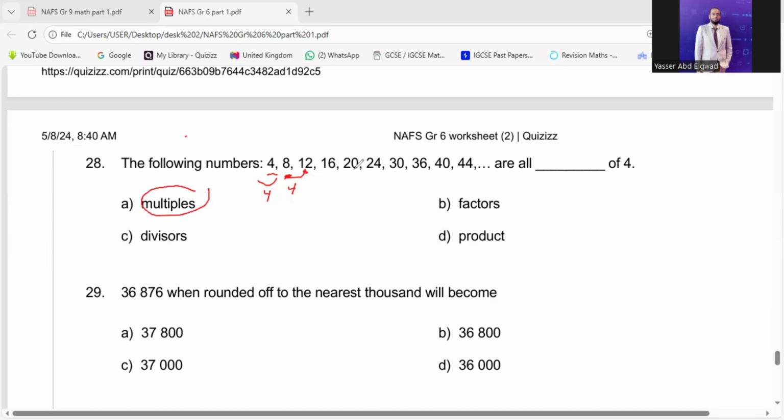Here 16, 20, 24, you increase by what? We have a missing number. Here we have 28. If you add 4 to 28 you get 32, not 30. We have a problem in 30. And yes, we have a problem in 36.